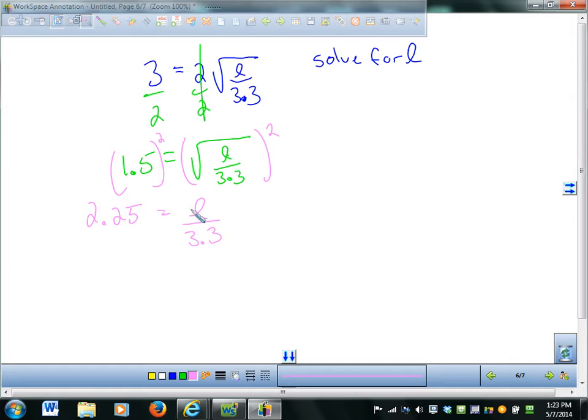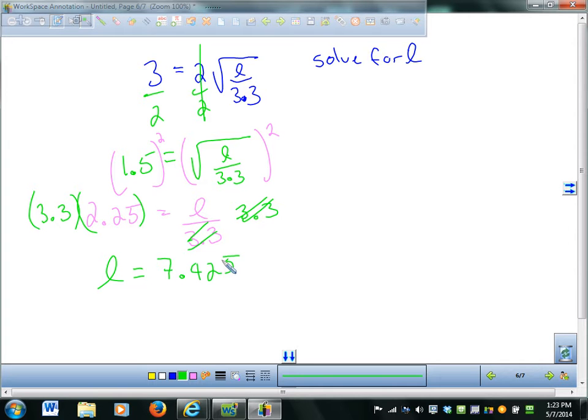Now what? Multiply both sides by 3.3. So I'm going to multiply that side by 3.3 and that side by 3.3. That goes away, and I get L equal to 7.425. Okay? So that's one which involves a couple more steps, but still the same basic idea. And really I should plug it in and make sure it works, but I'm not going to do that right now. Okay, we're good with that one?